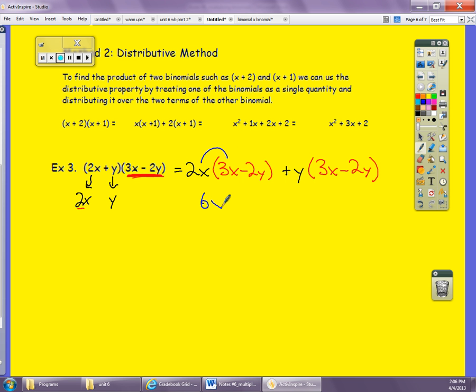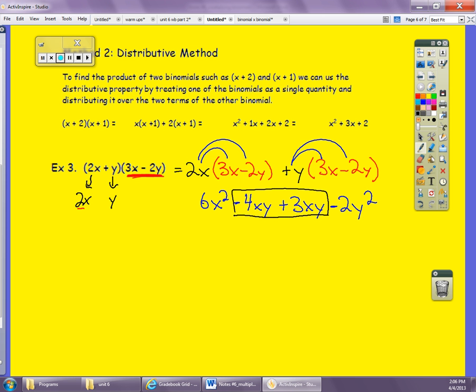So this gives us 6x squared minus 2 times 2 is 4, and then xy, and then y times 3x will be plus 3xy. y times negative 2y will give me negative 2y squared. Now once again, we can look for our like terms. We have these like terms. So we get 6x squared and negative 4xy plus 3xy, negative 1xy, minus 2y squared.